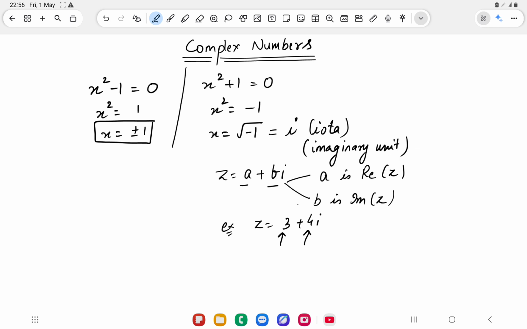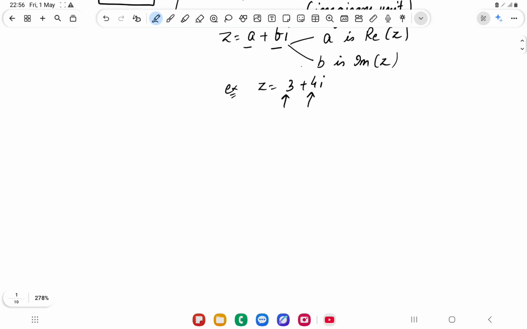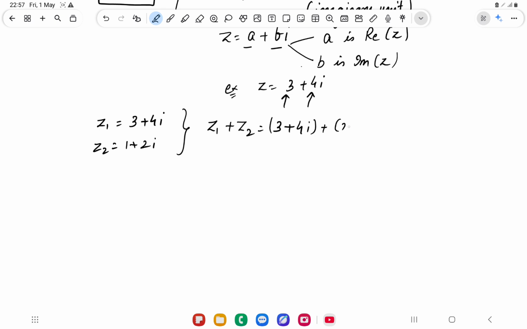Now there are some operations in complex numbers like the real numbers. Let's say I have the first complex number as 3 plus 4i and the second complex number is 1 plus 2i. Now what I want to do is add these two numbers. So I will write both the complex numbers and I can only add real to real and imaginary to imaginary part. So the answer is 4 plus 6i.